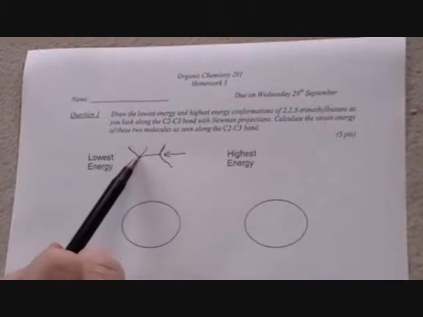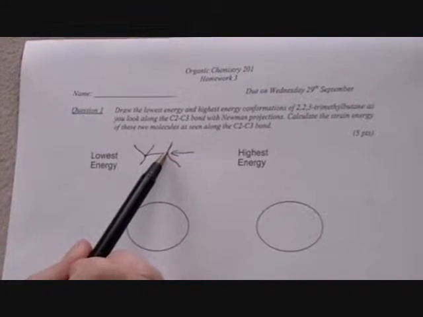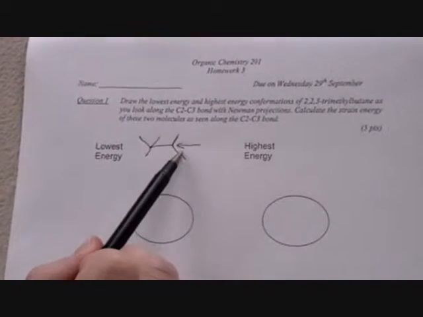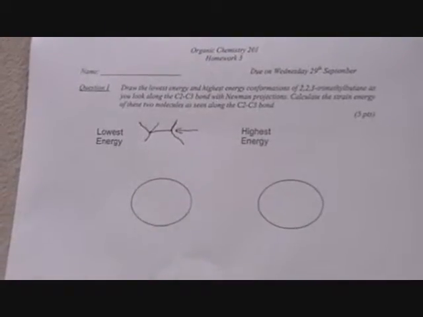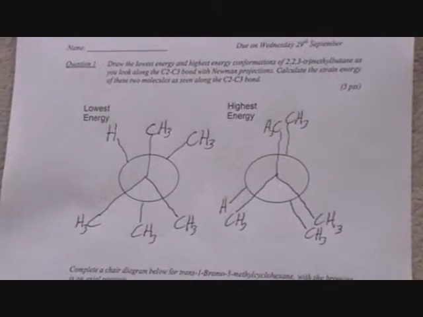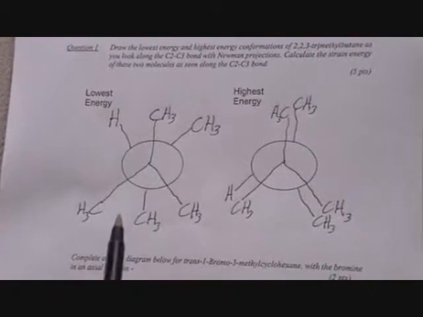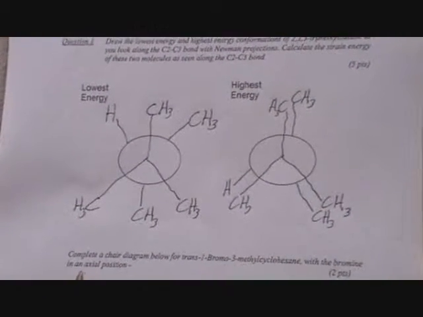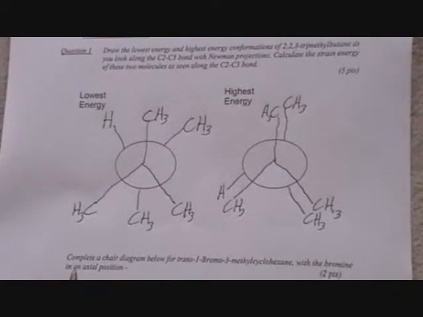So on carbon 2 there's 1, 2, 3 methyl groups, and on carbon 3 there's 1, 2 methyl groups, and then of course a hydrogen coming off. So looking at one I prepared earlier, this is what our lowest and highest possible conformations look like. The lowest one, of course, is the staggered conformation to try and keep those bonding pairs of electrons as far away from each other as possible.